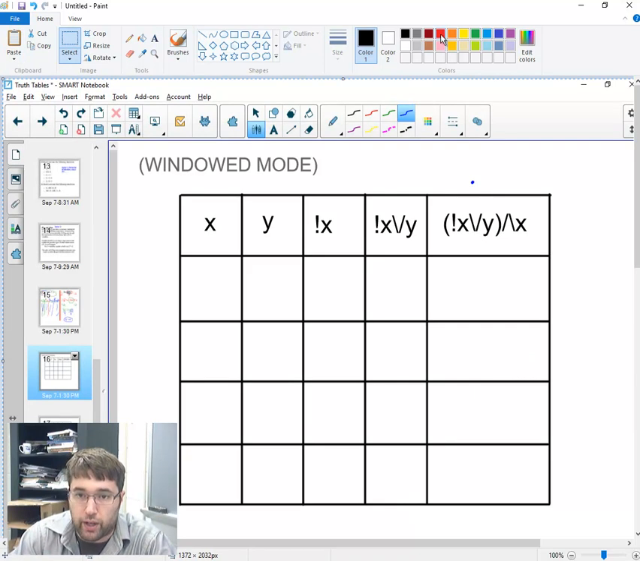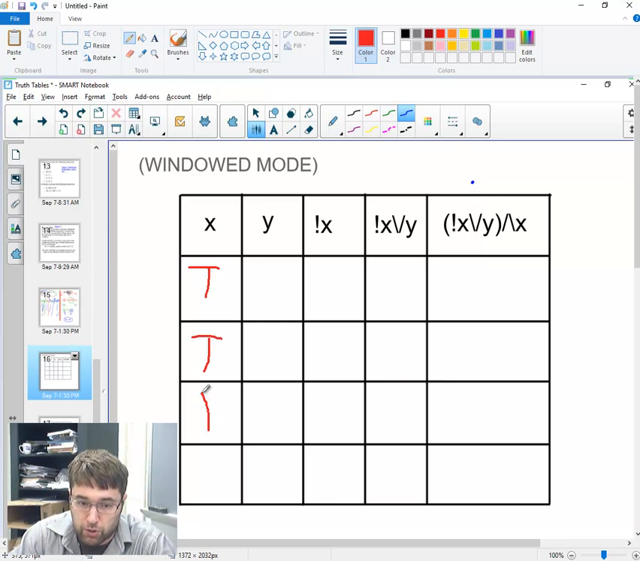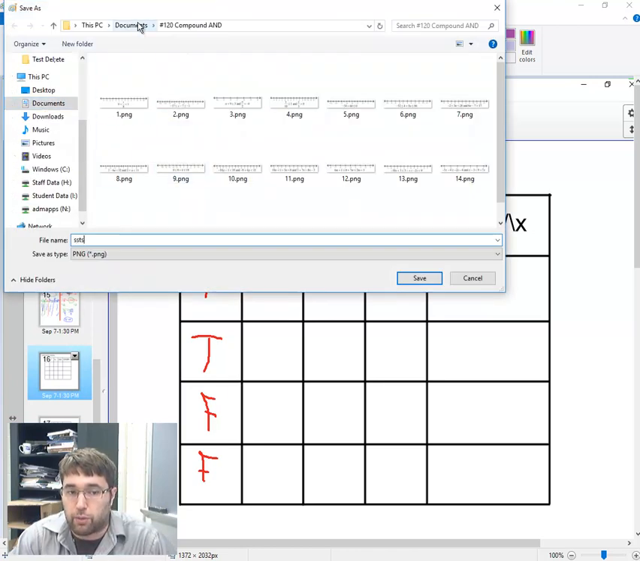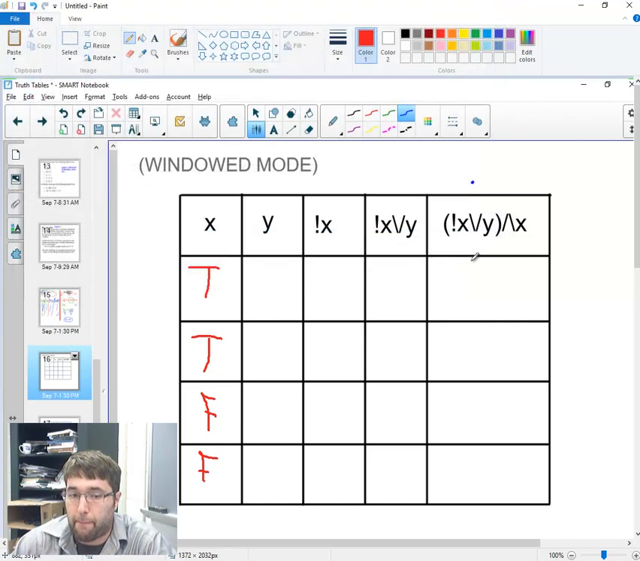And now what we can do is, I would click on Red. I would click on Pen. I would also click on Size, Go Big or Go Home. And now you can actually just fill in the table. True, true, false, false. The best thing about this is then you can go File, Save As, and save it in your documents. And name it anything you want. You don't have to save it, but I would recommend it.